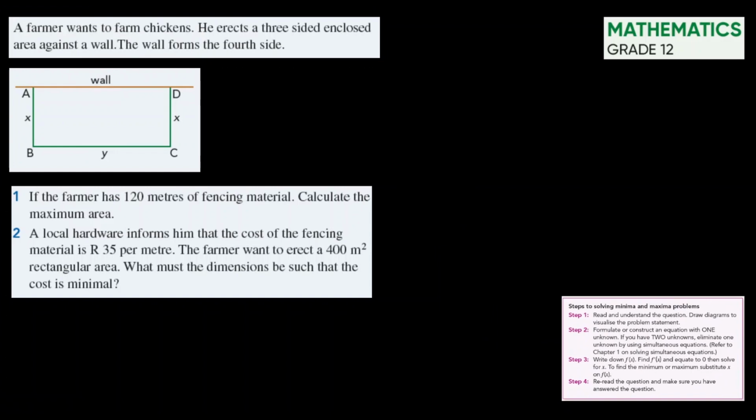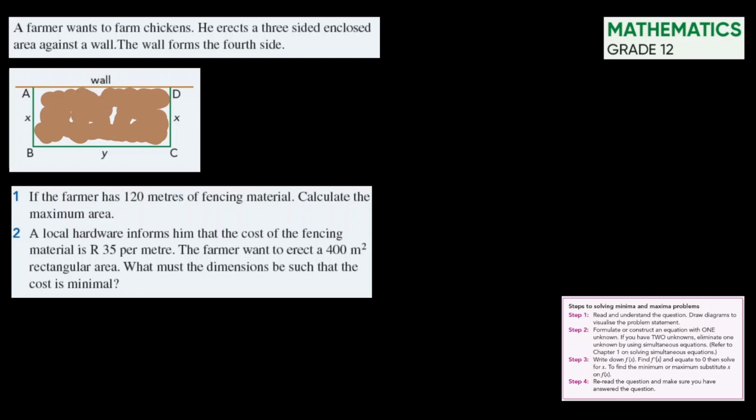So we're given this question where the farmer wants to farm chickens, and he erects a 3-sided enclosed area against a wall. The wall forms the 4th side. So this is a quick schematic of that, meaning that the chickens will be living in this area here. Let's look at that area. The chickens will be abiding in this territory.